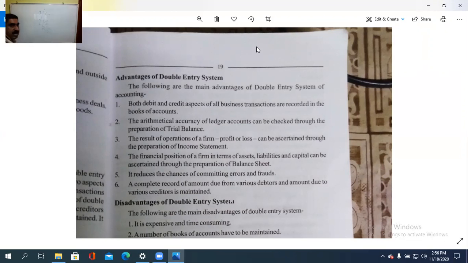Then another point is it reduces the chances of committing errors and frauds, because errors and frauds can be reduced to a certain extent. And also a complete record of the amount due from various debtors and amount due to various creditors is maintained. Who we have to pay, and from whom we will receive money, a complete list should be prepared based on the double entry. So these are the advantages with regard to a double entry system.